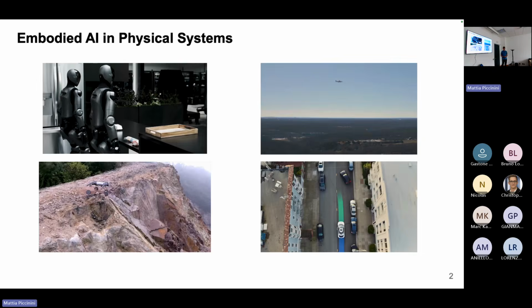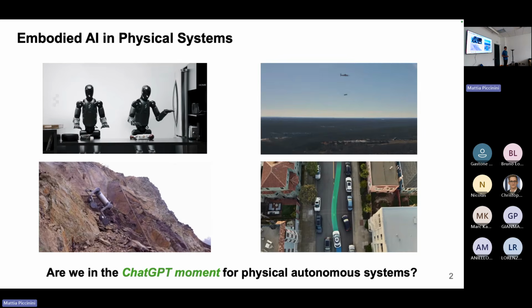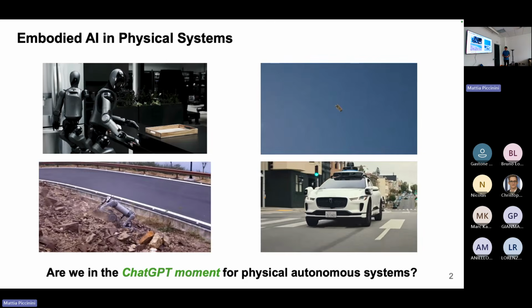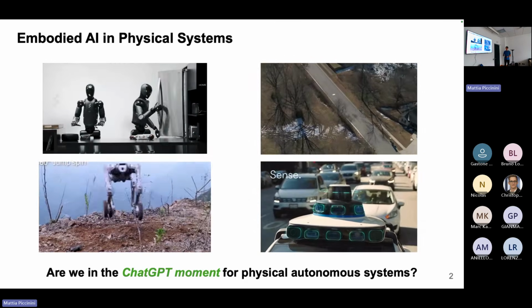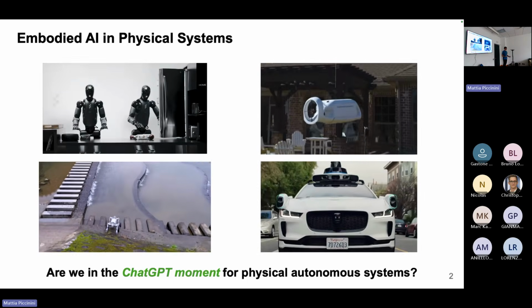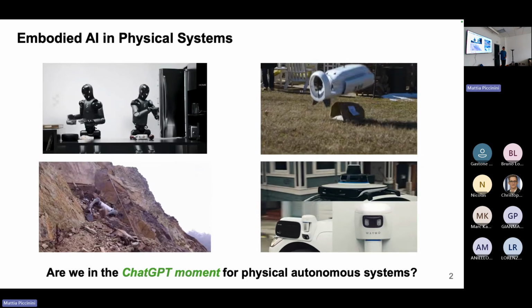Let me give you some motivation examples, at least from the field of robotics or embodied AI, which is very emergent at the moment with foundation models. As you can see in these videos, you see humanoid robots performing home tasks, and you see drone deliveries. There is a company that delivers packages with drones.